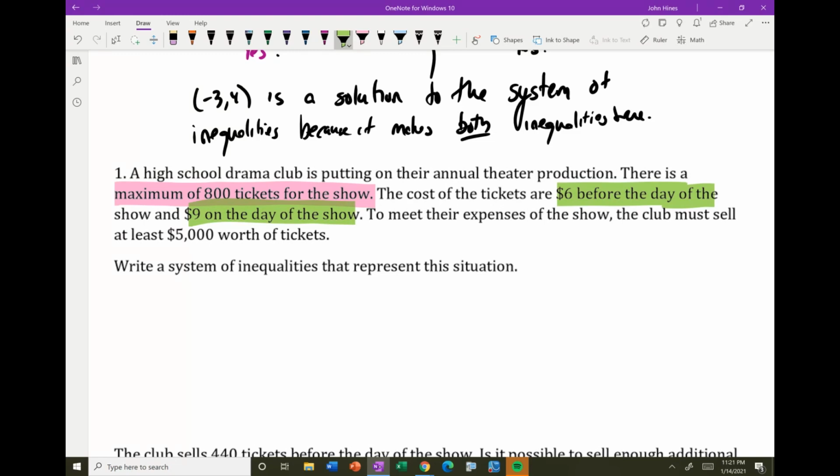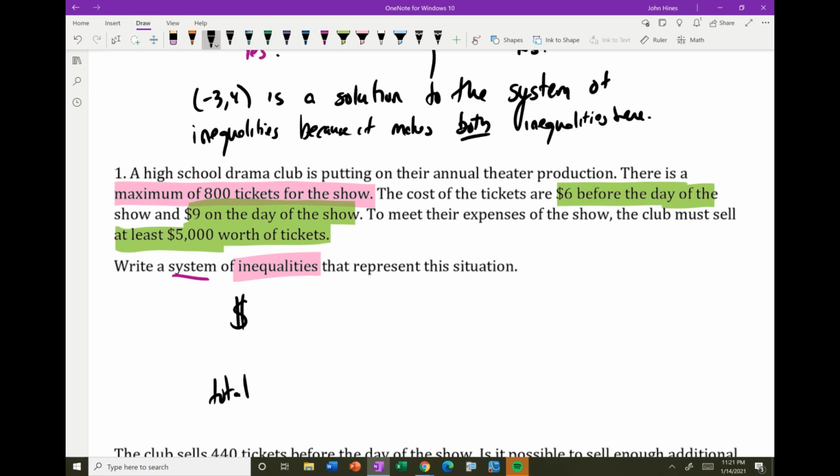To meet their expenses of the show, they must sell at least $5,000 worth of tickets, right? They spent money. They've got to break even. That's the break-even point. They've got to make more than $5,000. So write a system. That means 2 inequalities we're working with here. So I'm not writing equations. So this is a money total problem, just like when we dealt with systems of equations.